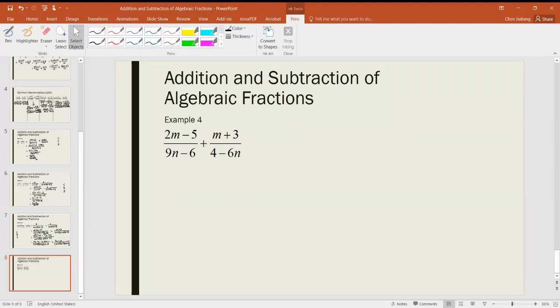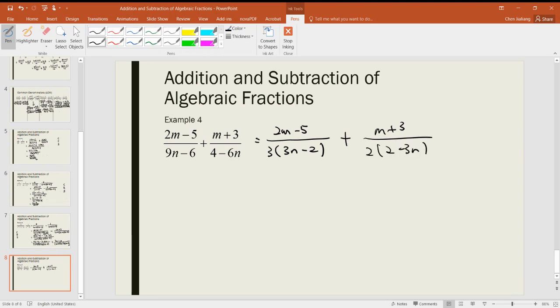Let's take a look at one last example. For this question, again, we'll realize that the denominators can be factorized using common factors. We'll do that now. Then we'll realize that 3n minus 2 and 2 minus 3n look very similar, but they are not exactly the same.